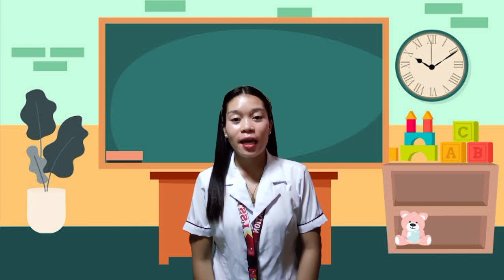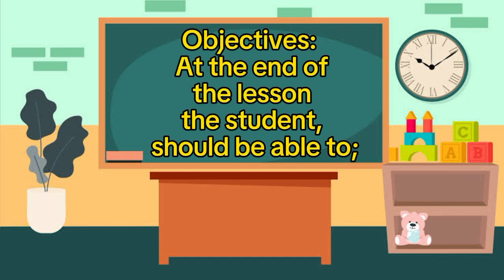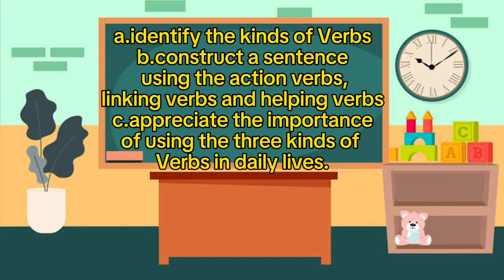Today we're going to discuss the different kinds of verbs. It is important to learn the kinds of verbs because they are one of the main parts of a sentence. Before we proceed to our discussion, let's have first our objectives. At the end of the lesson, the students should be able to: A. Identify the kinds of verbs. B. Construct a sentence using the action verbs, the linking verbs, and helping verbs. C. Appreciate the importance of using the three kinds of verbs in our daily life.